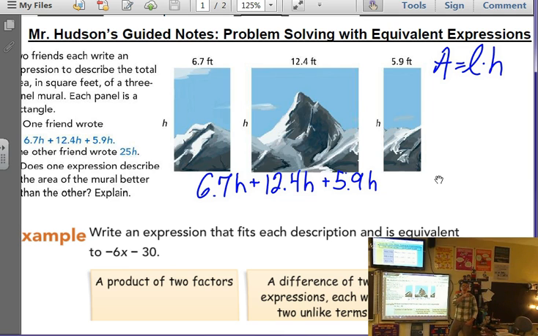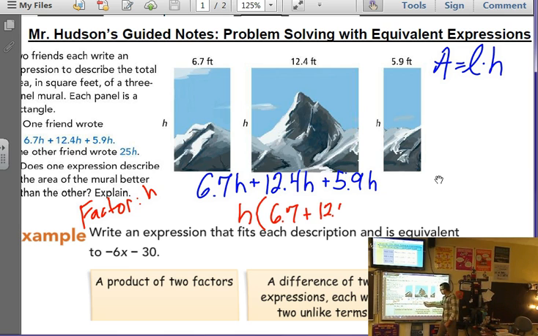Factoring. To factor this. So we are actually, and you might want to notate that here, going to factor out the greatest common factor. So what's a common factor between all of them? The H. So if we factor out the H, it comes in front, and then I get 6.7 plus 12.4 plus 5.9. That would come up to be 25H, which is the same as their other friend's, so they're both right.